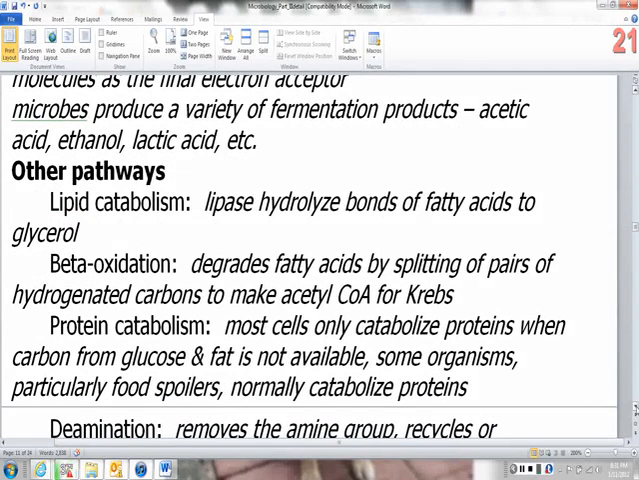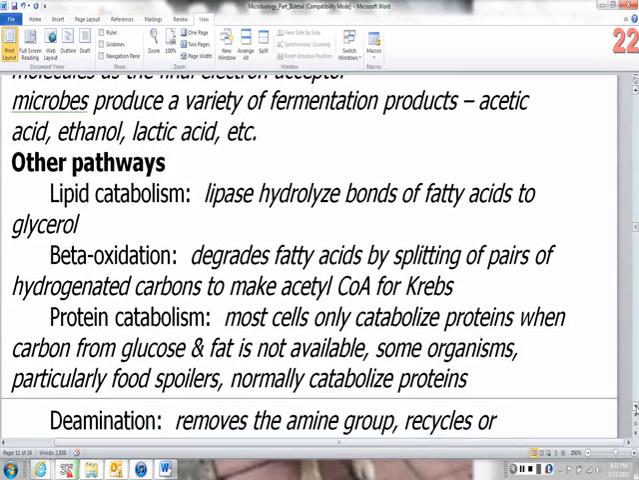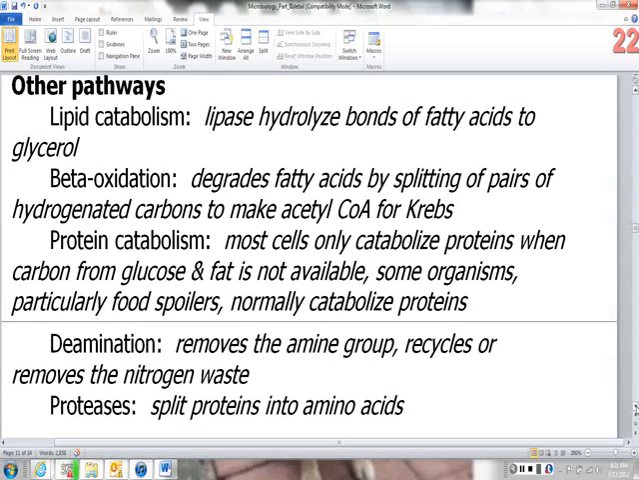Most cells will only catabolize proteins when the carbon from glucose or fat is not available. Humans will tend to spare fat when in starvation and catabolize protein. Some organisms, such as the food spoilers, will normally catabolize proteins. This is why certain foods, such as meat, have a tendency to spoil rather quickly. In deamination, the amine group is removed from the amino acid. It may be recycled, or the organism finds a way to remove the nitrogen waste. The proteases are the enzymes used to split the proteins into the individual amino acids.